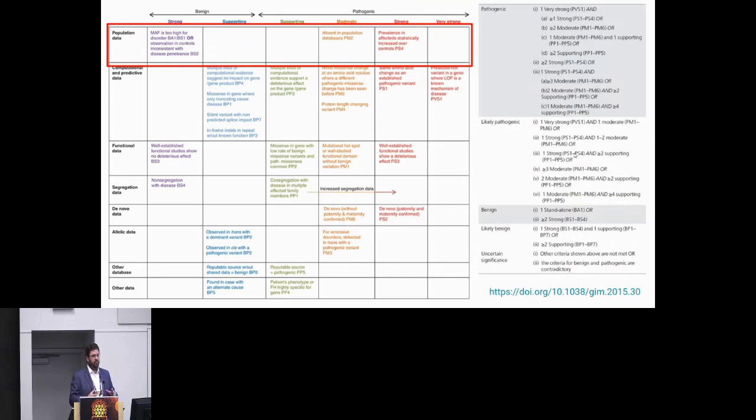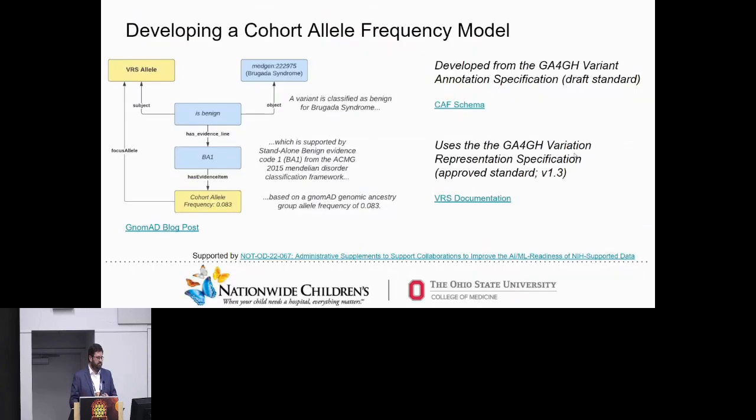gnomAD is very helpful, looking back at our ACMG framework, for determining population data. It's a very large aggregative genomics resource called the Genome Aggregation Database. It does exactly what it sounds like, and it allows us to look at the frequency of variants that exist across various human populations.